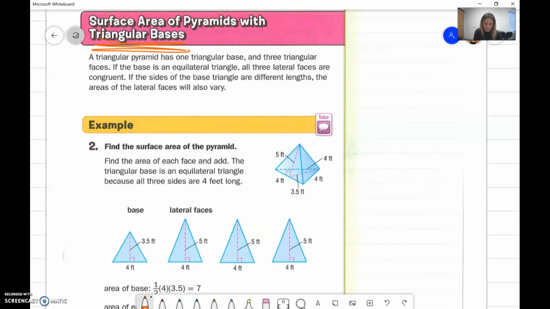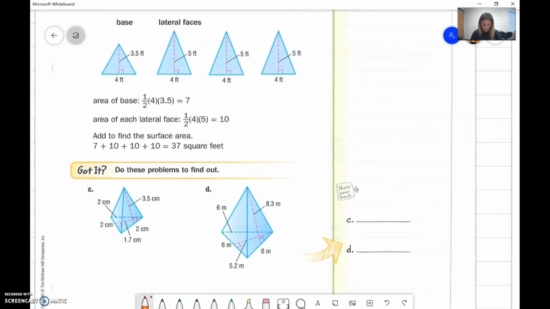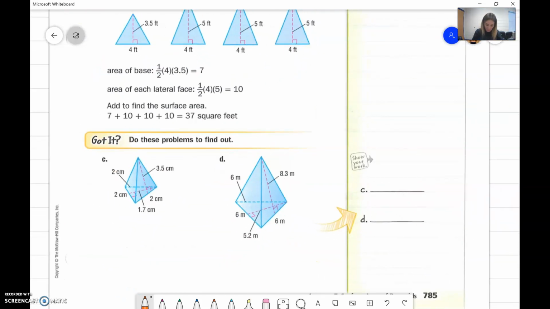If the base is an equilateral triangle, meaning all 3 sides are the same length, so right here, 4 by 4 by 4, okay? Then we know that the lateral faces, the triangles that come up, are all going to be the same. So we have to find the area of the base triangle, and that's just going to be one of them, and then our lateral faces are all going to be the same. If the sides of the base triangle are different lengths, the lateral faces will vary, okay? So, we're going to take a look at this one right here.